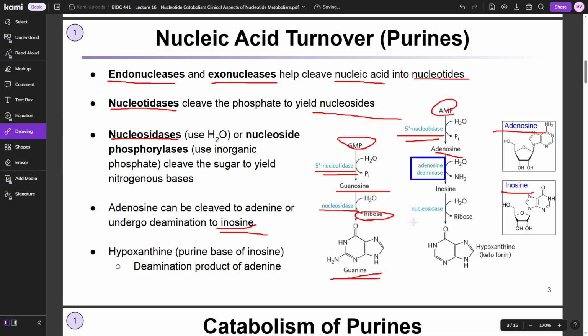Or in the case of adenosine, you use adenosine deaminase, which removes this NH3, and then you use the nucleosidase. So basically you're removing the N from the adenine, and then you're turning it into hypoxanthine, which is this guy here.